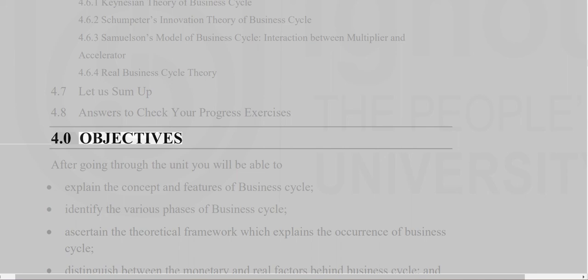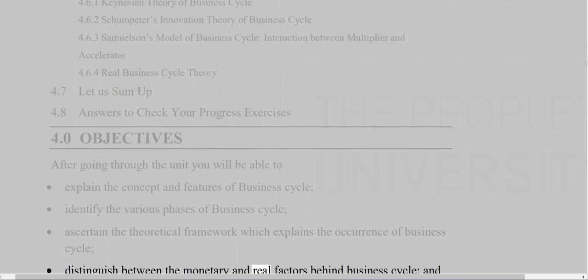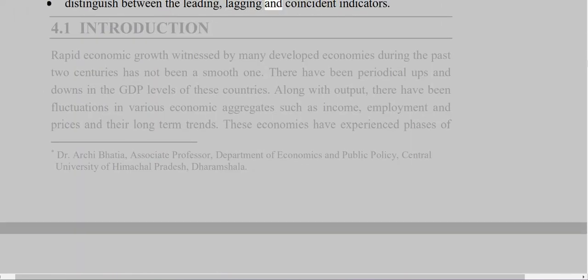4.0 Objectives. After going through the unit, you will be able to explain the concept and features of business cycle. Identify the various phases of business cycle. Ascertain the theoretical framework which explains the occurrence of business cycle. Distinguish between the monetary and real factors behind business cycle, and distinguish between the leading, lagging, and coincident indicators.